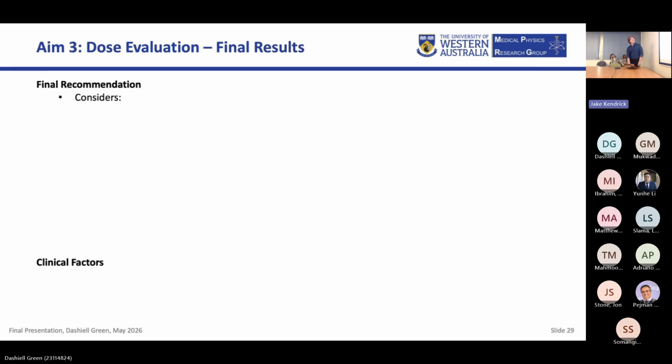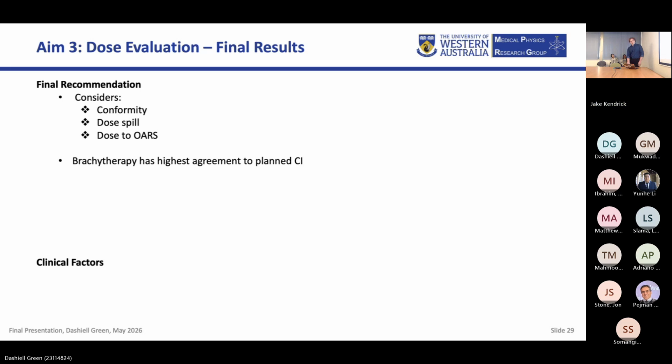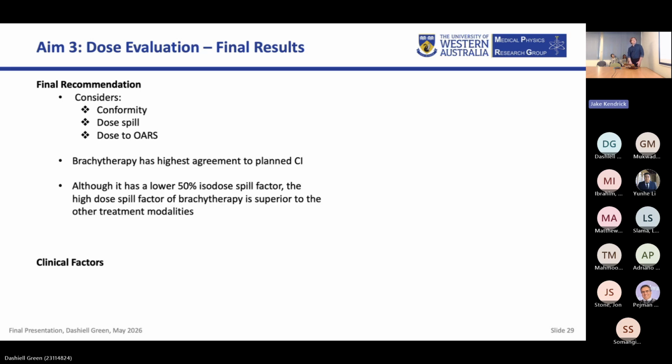So for a final recommendation, we have to consider all conformity, dose fill, and dose to organs at risk. And so brachytherapy has the highest agreement to the planned conformity. And although it has a lower 50% isodose spill factor, the high dose spill factor of brachy is superior to the other treatment modalities. And VMAT actually has the highest organ at risk sparing, but this will be talked about a little later in the limitations. So clinical factors as well have to be taken into account.